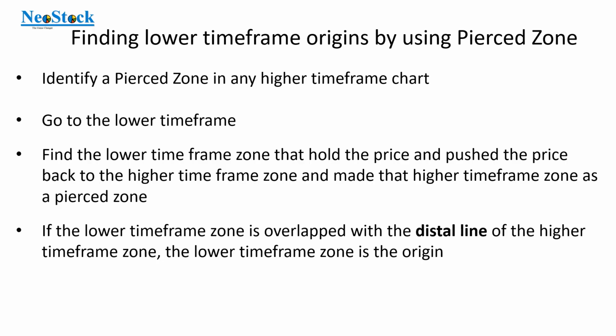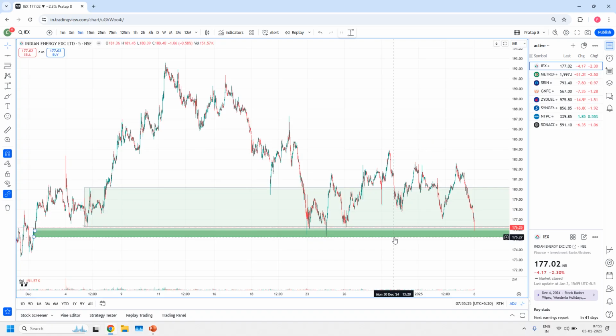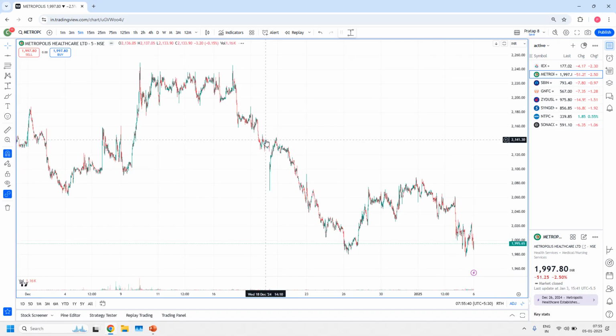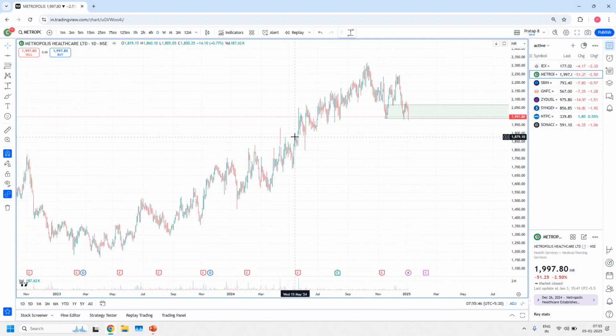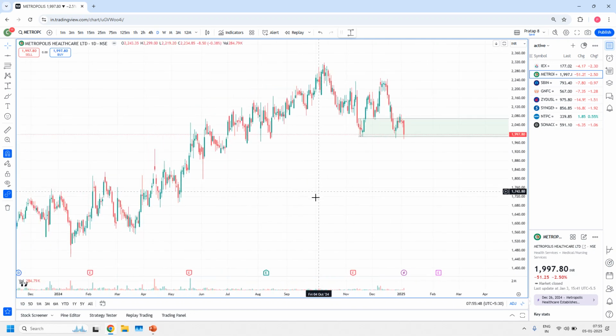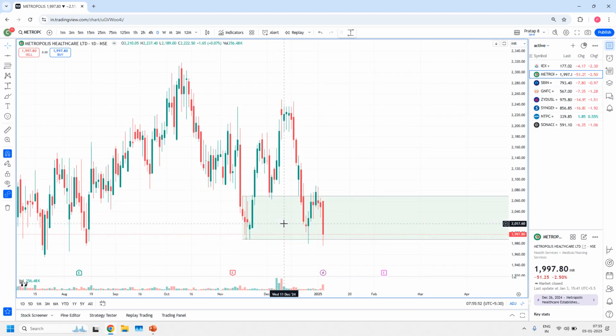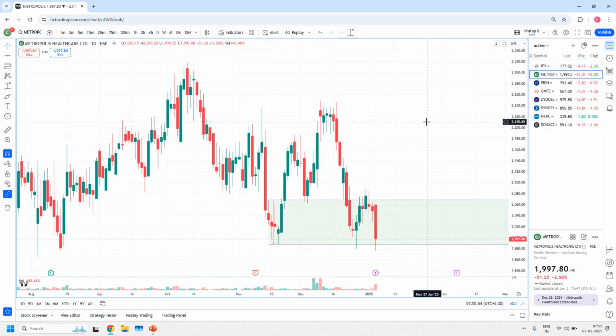Now, let me show you an example in this scenario. METROPOLIS daily chart. You might be wondering how I got all these stocks. I will come back to that after some time. That is the power of our NeoStock software.